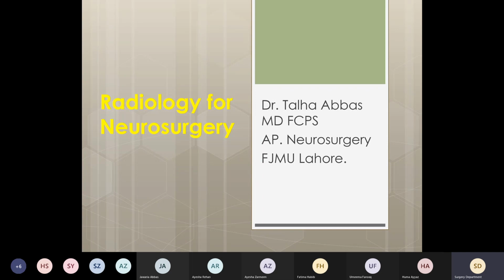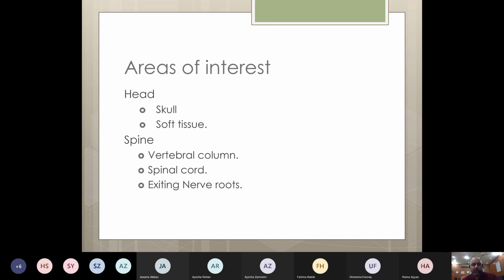So today we start our lecture on radiology for neurosurgery, and in this lecture we'll discuss how radiology is important for making a diagnosis or confirming your diagnosis which you have gained from your history and examination. And the areas of our interest are the skull and soft tissue in the head, and in the spine, the vertebral column, spinal cord, and exiting nerve roots.